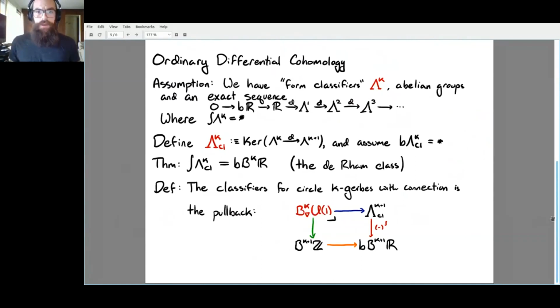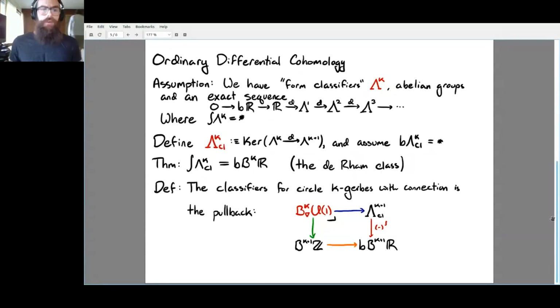And so we're going to assume that they're abelian groups, crisp assumptions I should say, and that we have, crisply, an exact sequence like so. The exactness of this sequence externally corresponds to de Rham's theorem, for at least Euclidean spaces. And we'll ask also that the form classifiers are contractible.